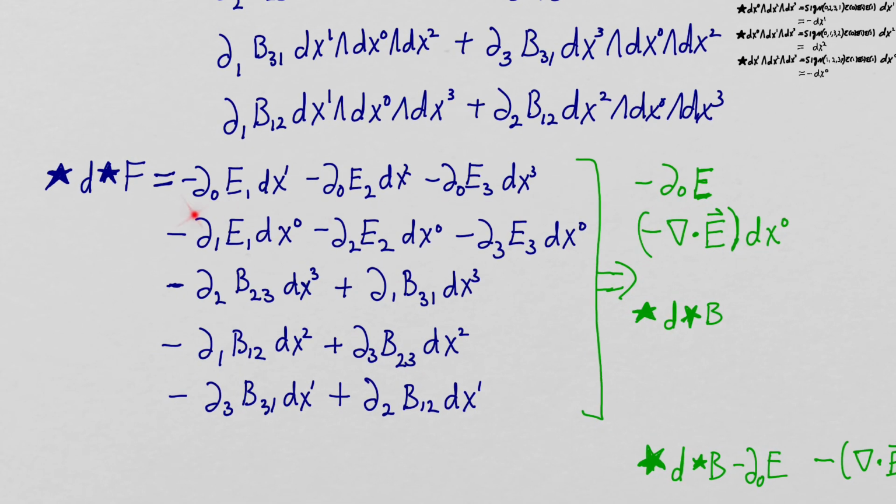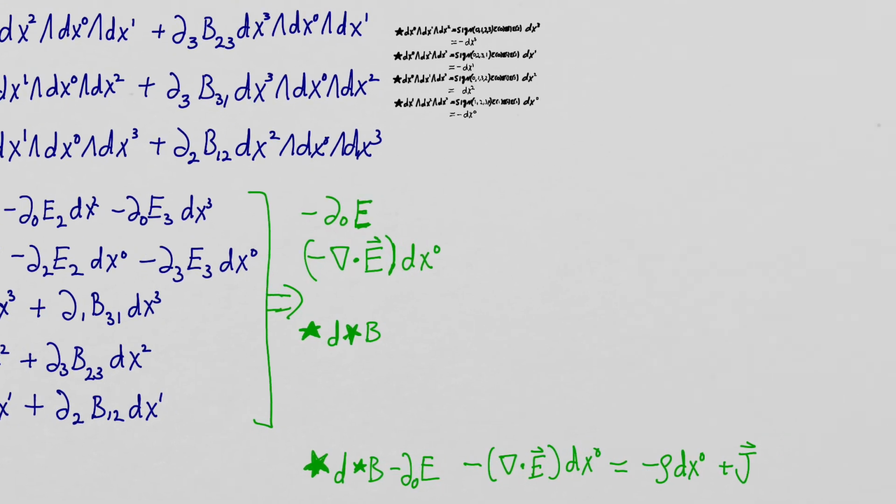So this piece here becomes minus the classic vector derivative, minus the classical divergence of the vector field E with dx0. So that association is very easy. And then the last one here, if you look at this, this is the Hodge dual of the exterior derivative of the Hodge dual of B. That's what this is, this last part.